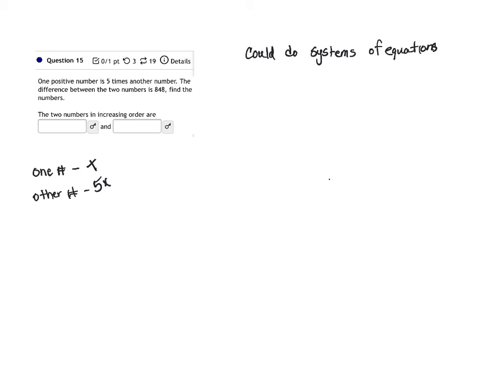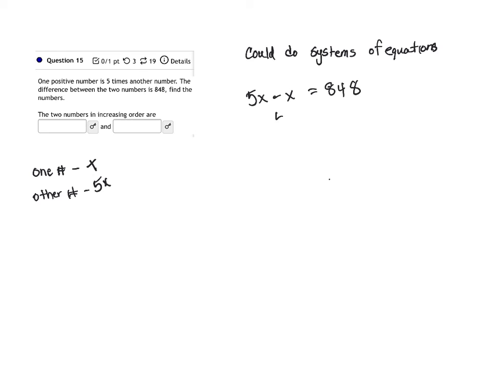For the difference, we want to make sure that we put the 5x first, because the difference is the larger one minus the smaller one, and that is 848. Now, if they had said it was negative 848, then we'd want the smaller one first, so x minus 5x. But it's positive 848, so we want the 5x first because it's bigger. You could replace the x with numbers. If x was 2, then 5x would be 5 times 2, which is 10, so you'd know it's bigger because it's 5 times more.